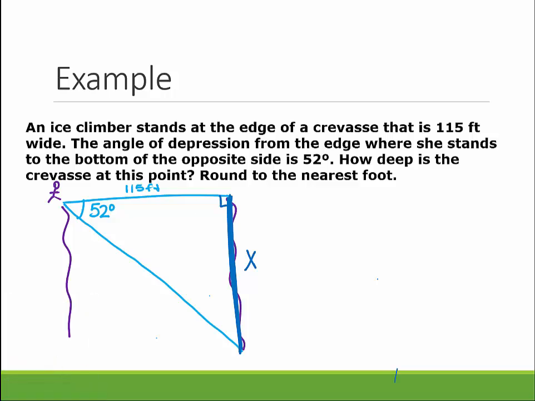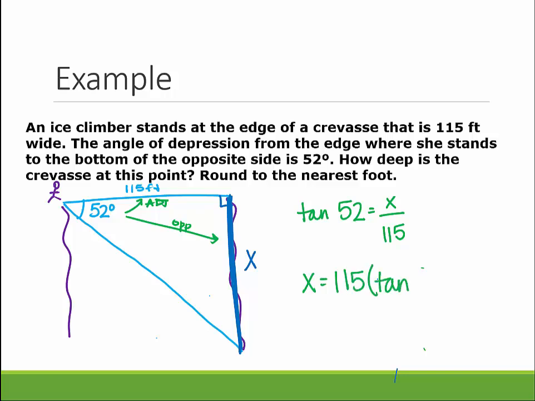We have stuff on the opposite side and the adjacent side. So just like before, we're going to take the tangent of 52 degrees, and that's going to be what we don't know over 115 feet. So again, we can manipulate this before we type it in our calculator so we don't have rounding issues. And then when we type this in, you end up with a nice 147 feet.